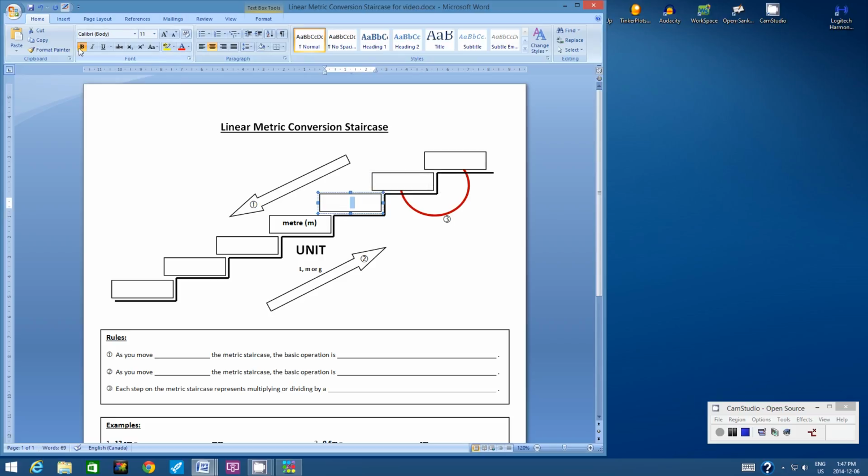Let's move up the staircase one step, and we have the prefix deca and the symbol dam, decameters. Let's move up the next stair. In this box, I want you to write hecto, symbol hm, hectometers. And then the last box, a box we're very familiar with, is kilo, km, kilometers.